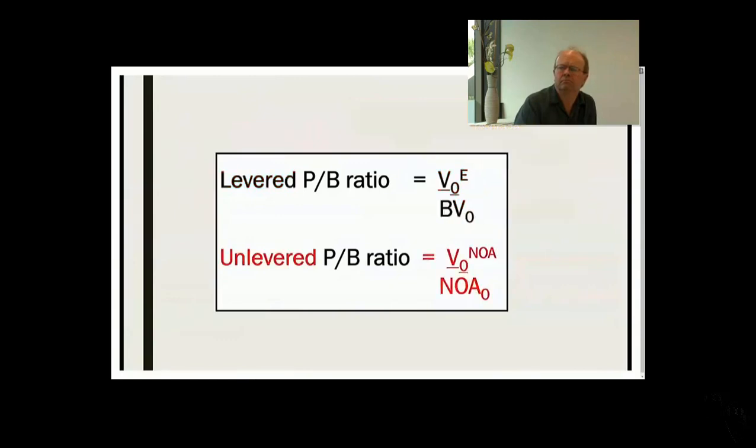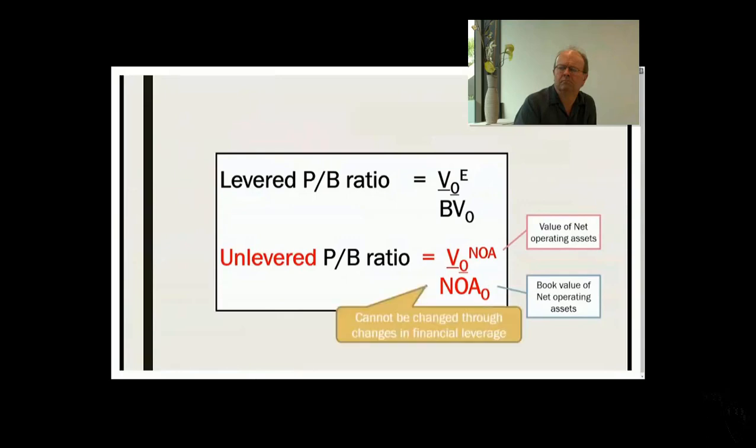The unlevered price-to-book ratio is the relationship between the value of a firm's operations, that is the value of its net operating assets, and the book value of its net operating assets. This cannot be changed through changes in a firm's financial leverage. It will be unaffected by how a firm's operations are financed.